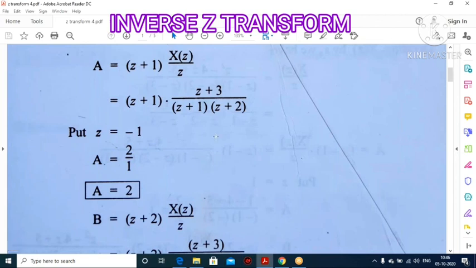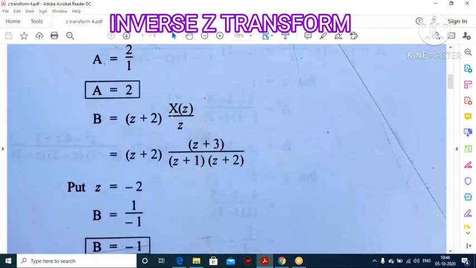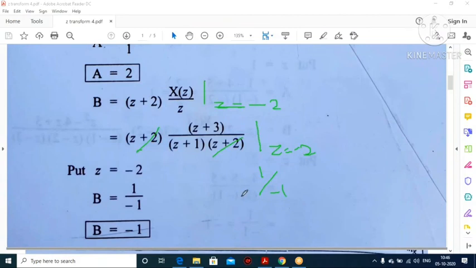Now B is for the second pole, z + 2. So B = (z + 2) times X(z)/z at z = -2, since z + 2 = 0 gives z = -2. The (z + 2) terms cancel, so we put z = -2 in (z + 3)/(z + 1). The numerator is 3 minus 2, which is 1, and the denominator is -2 plus 1, which is -1. So 1 divided by -1 is -1, and the B result is -1. Now you substitute this A and B value there.